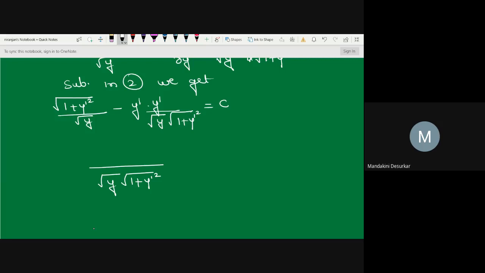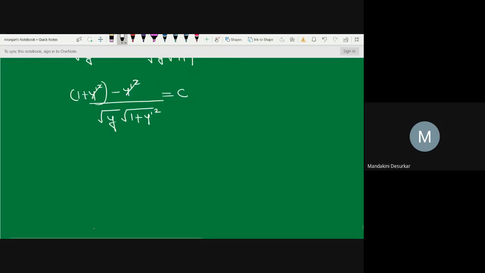In that case, this is 1 plus y dash square, because you are multiplying this by root, minus y dash square is equal to c. So y dash square and y dash square get cancelled. So what do we get? 1 divided by root of y into root of 1 plus y dash square is equal to c.